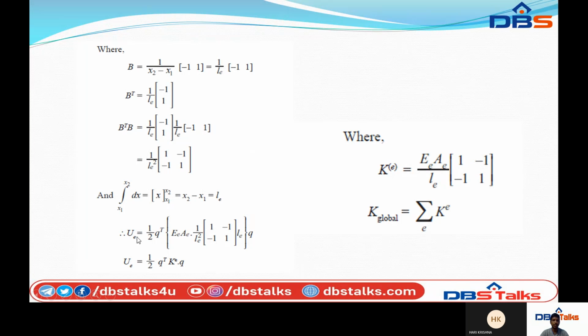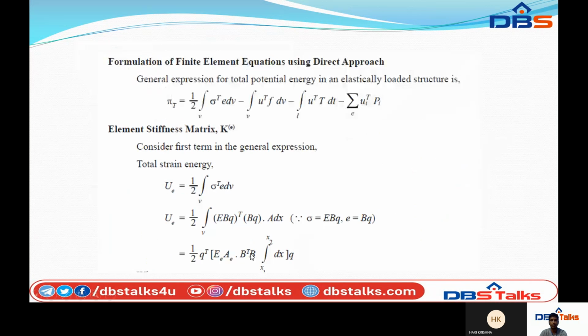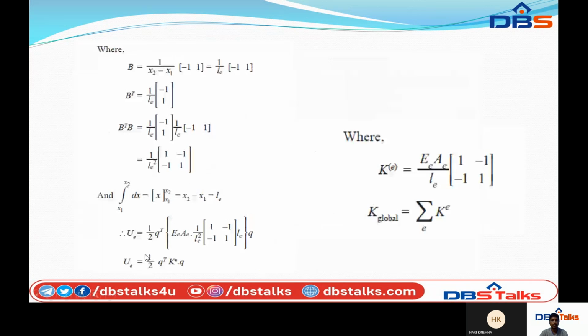Therefore, we already know from the above equation that UE equals half into Q transpose, in the place of B transpose. That means instead of B transpose B, I'm substituting the value of B transpose B, which equals 1 by LE square, 1 minus 1 minus 1, 1. After all substitutions, I will get UE equal to half into Q transpose K Q. Here K equals AE by L, 1 minus 1 minus 1, 1.